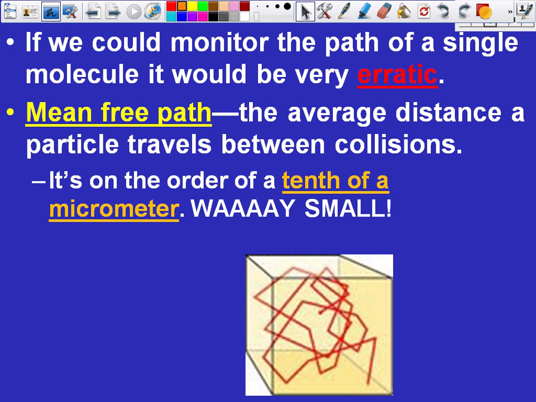If we could monitor the path of a single molecule, it would be very erratic, which means the mean free path. Well, you definitely know what mean is, hopefully, by this point. You've been in enough math classes. Mean is simply the average. So it's the average of how it travels. The average distance a particle travels between collisions. Now, you've got to remember, these are molecules. Really, really tiny. It is a tenth of a micrometer. And a micrometer is 1 times 10 to the negative 6, and it's a tenth of that. So really, what we're talking about is 1 times 10 to the negative 7th power. Really, really tiny.